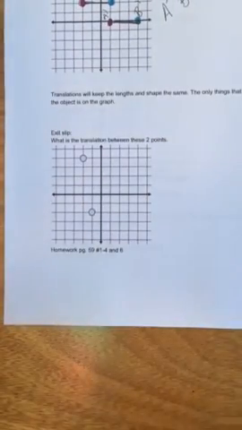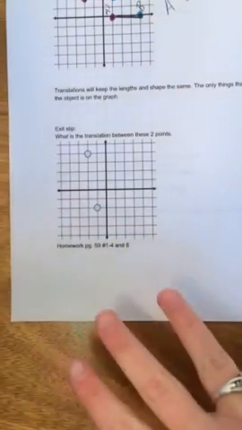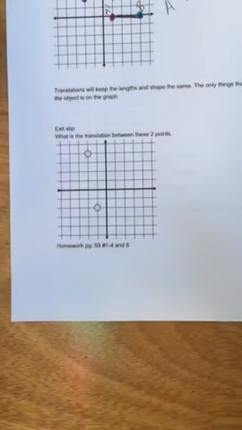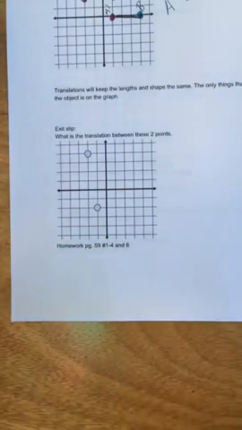So your exit slip is back to what we were doing just a few minutes ago. What is the translation between these 2 points? Now your homework is page 59, number 1 through 4, and number 6. Now I encourage you, if you finish this, let's get ahead a little bit. Go ahead and try the next video and go from there. Because that's not a whole lot of problems, and I think you guys are going to get it very quickly.